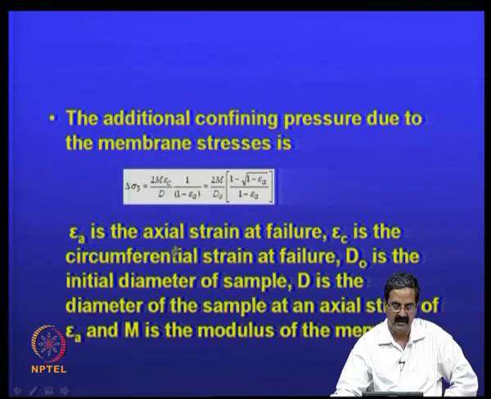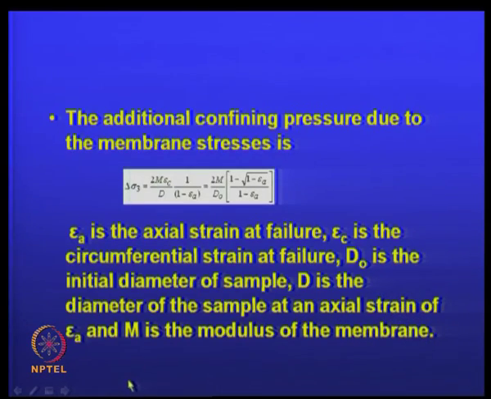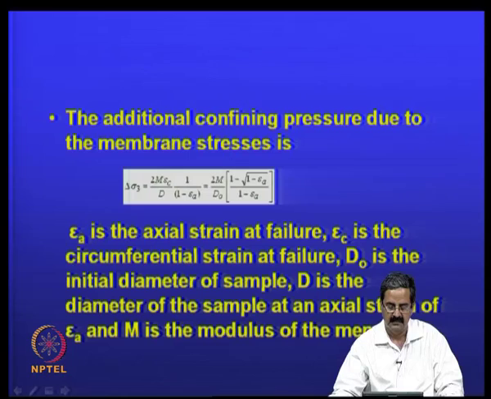That is given in terms of the axial strain of the material, then the circumferential strain as well, where d naught is the initial diameter of the sample, and d is the diameter of the sample at an axial strain. So, for example, if it gets expanded to some other strain level, what is that? And M is the modulus of the membrane, the tension modulus of the membrane. Once you have all of this information, it is possible for us to calculate the extra confining pressure. It is an advantage here.